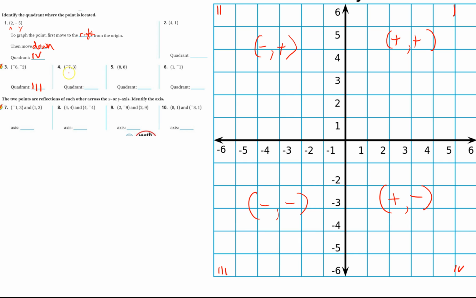Okay, next we have -7, so we have a negative, so we're going to the left first, so it's got to be either quadrant 2 or 3, and then we have a positive, so it's got to be positive. That would be quadrant 2 because we have a negative and then a positive. -7 and then a positive 3, and we saw up here negative and then positive puts us in quadrant 2. Positive, positive, that's going to be quadrant 1.